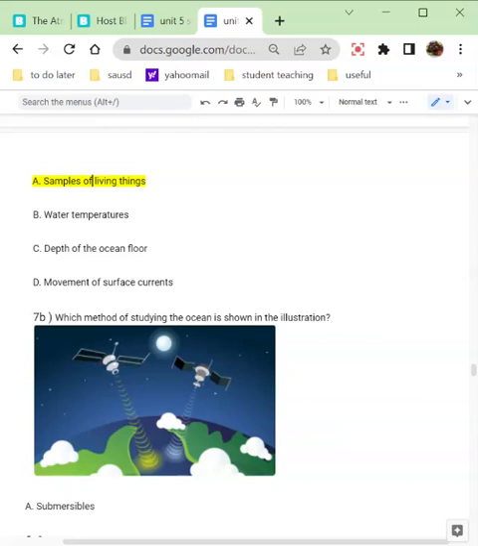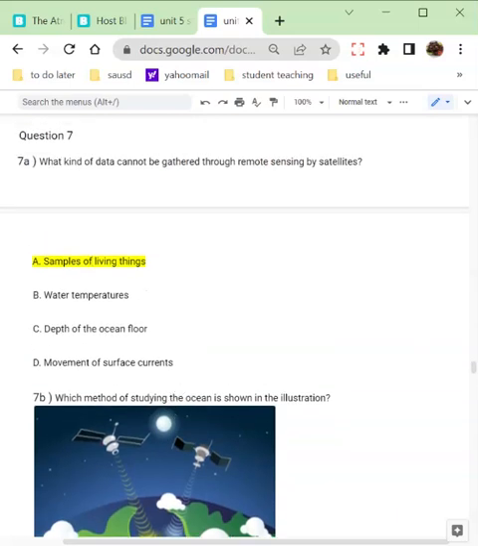So remember not to put just the letter of the answer, because that will change when you're taking the test. During the test, the order might change.